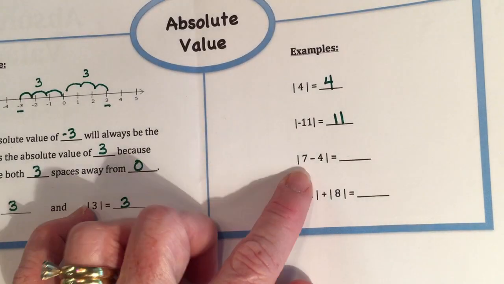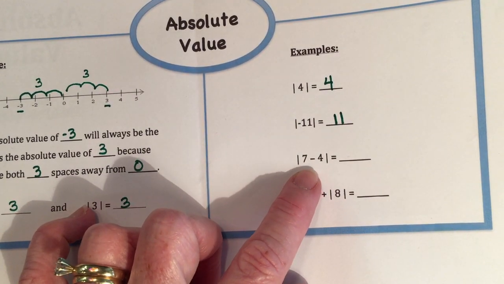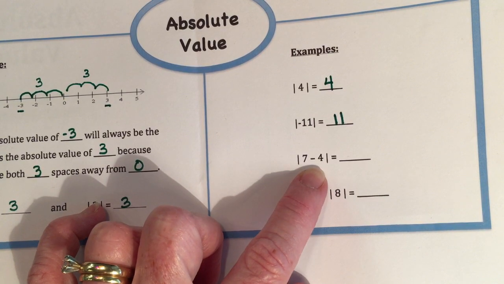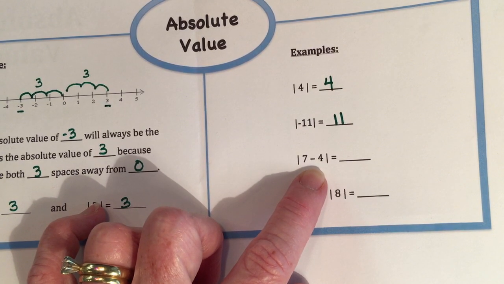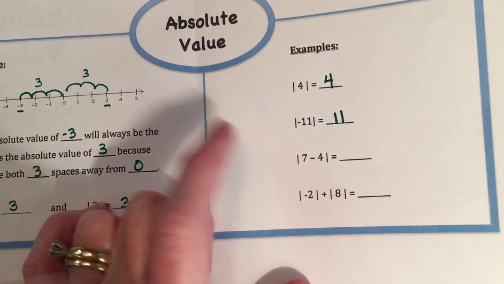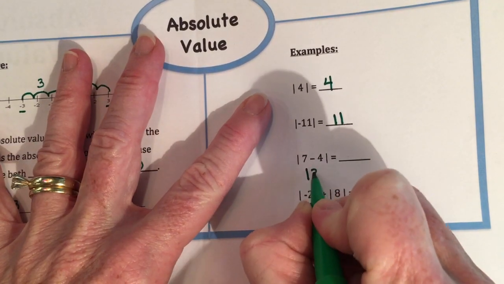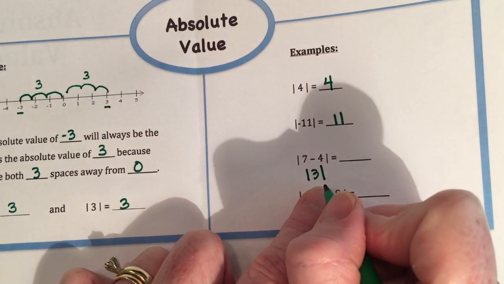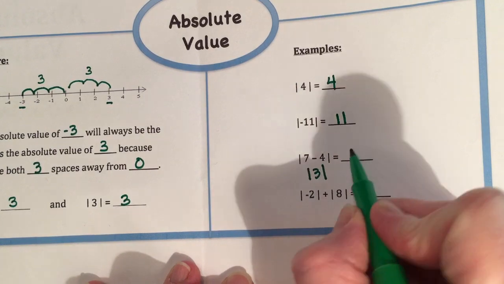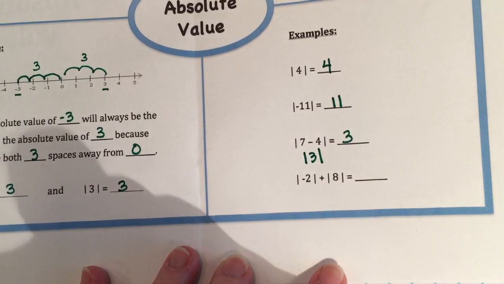In this third example here, now this time there's something going on inside the absolute value, and so it's kind of like a parentheses in that I need to take care of that first. So the first thing I'm going to do is 7 minus 4, which is 3. And then I still have that absolute value symbol I need to take care of. So the absolute value, or how far is 3 from 0, is still going to be a positive 3.